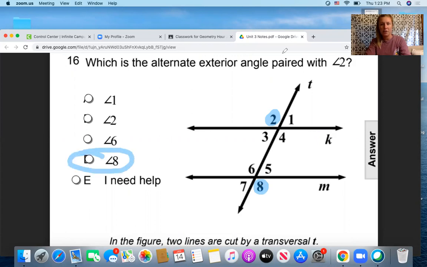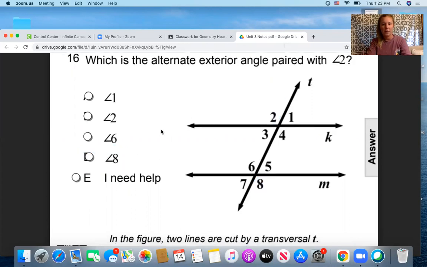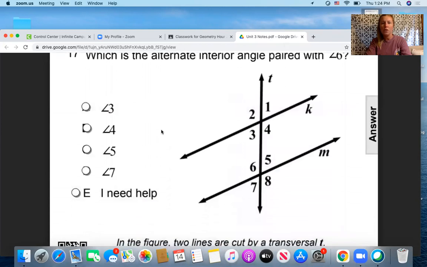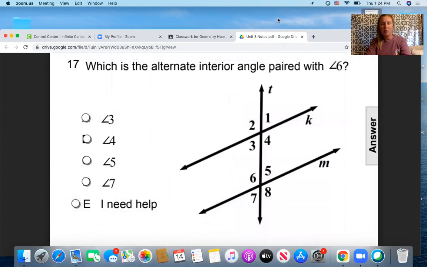Again, I'm doing the exteriors in blue and the interiors in pink just to help your brain form that connection there. I think we have one more. Perfect. Which is the alternate interior angle that is paired with 6? Go ahead and type it and then we'll all send it at one time. We're looking for the alternate interior angle that is paired with 6.